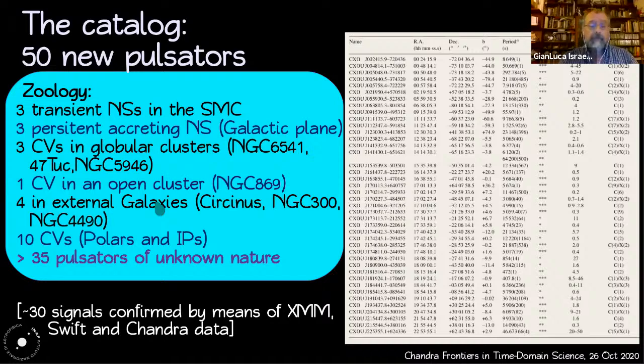For the greatest part of them, we still don't know the real nature of the signal. This is because in many cases, we have only a few observations to rely upon, so we are unable to completely sort out the nature.